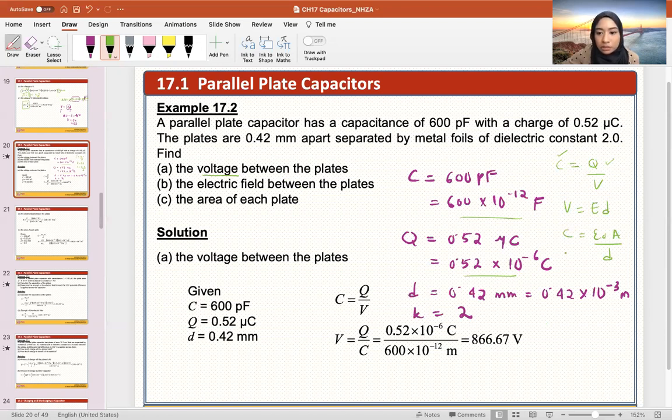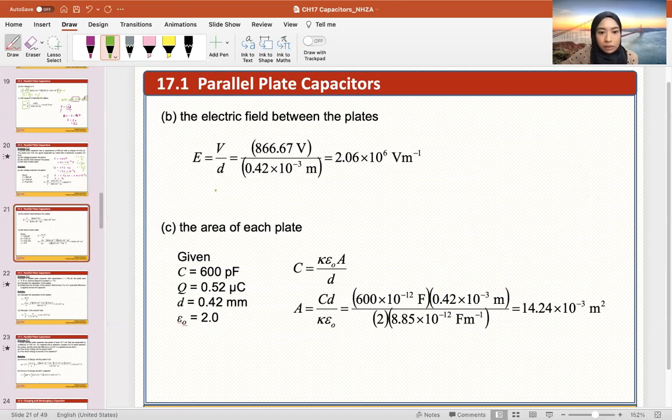The next one is the electric field between the plates. I have the distance and I have the voltage, so I can calculate E. E equals V over D. I know V from part A, and I know D, 0.42 millimeter. Electric field is in volts per meter. There is another unit for electric field, force times meter, I think. I don't remember. But for now, volt per meter, because this is in volt and this is in meter. Easy, right? I thought this one was even easier.